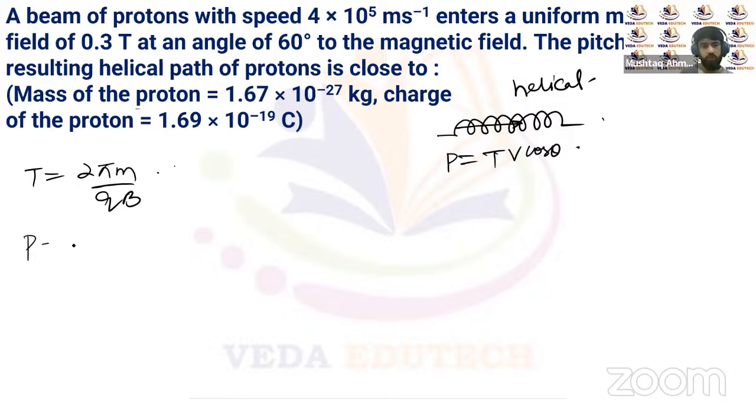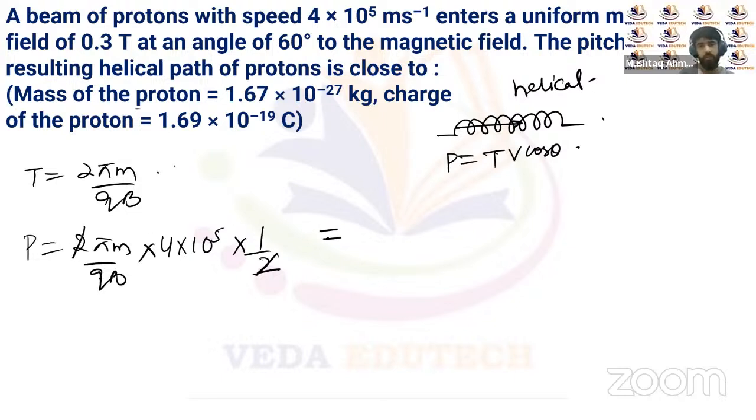So the pitch will be 2 pi m upon qB multiplied by v cos theta, which is 4 into 10 to the power 5 times cos 60 degrees. Cos 60 degrees is 1 upon 2, so the 2 and 2 get cancelled. Now you can substitute the values. The mass of a proton is 1.67 into 10 to the power minus 27 kg, pi is known, and the charge is the electronic charge.